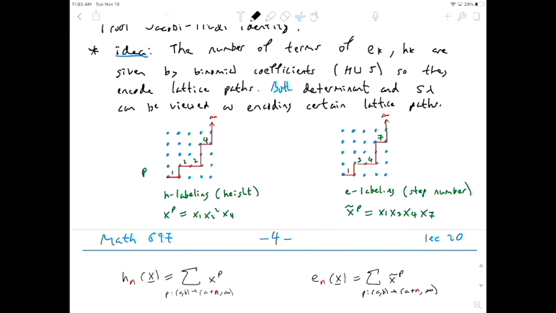Is that okay? And you could say the same thing for the e's if you do this labeling, because if you label things by step number, you're never going to have a square. So you're going to have i1 less than i2, less than i3, and so on. Okay. Is that okay? Okay.